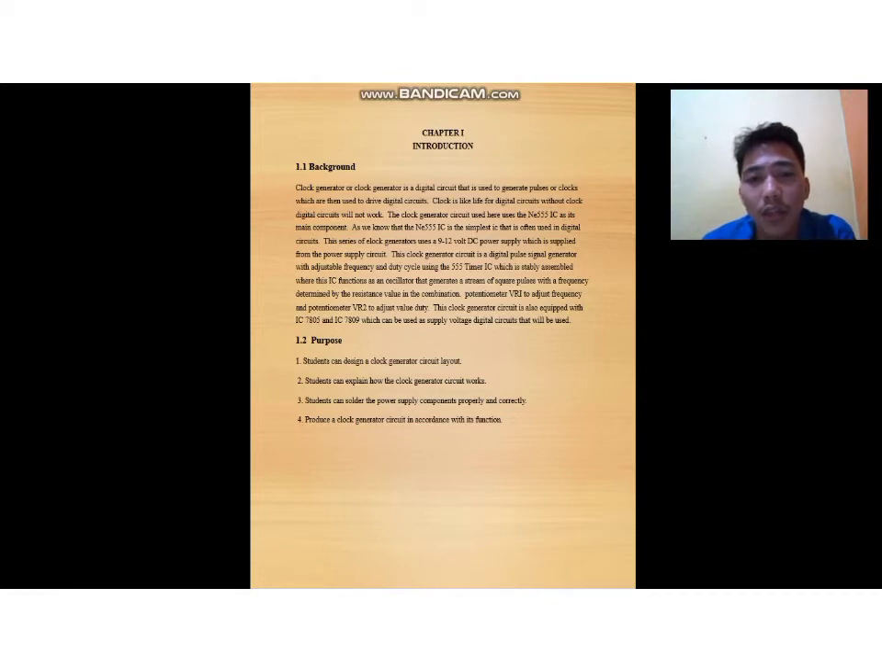This clock generator circuit is also equipped with IC 7805 and IC 7909, which can be used as a supply voltage for the digital circuit that will be used. Next, two, purpose. One, students can design a clock generator circuit layout. Two, students can explain how the clock generator works. Three, students can solder the power supply components properly and correctly. Four, produce a clock generator circuit in accordance with its function.